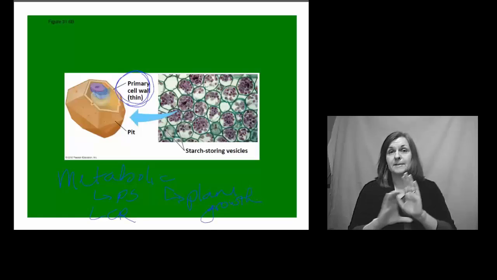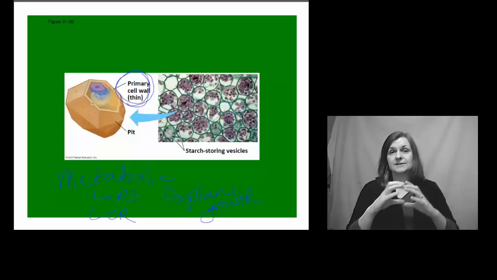Here, they show you a picture of parenchyma cells storing starch. Again, a great task for them because the cell walls are thin and they can get a lot of starch stored on the inside.